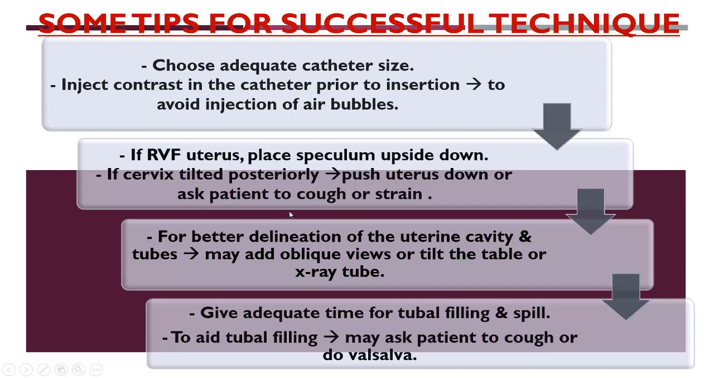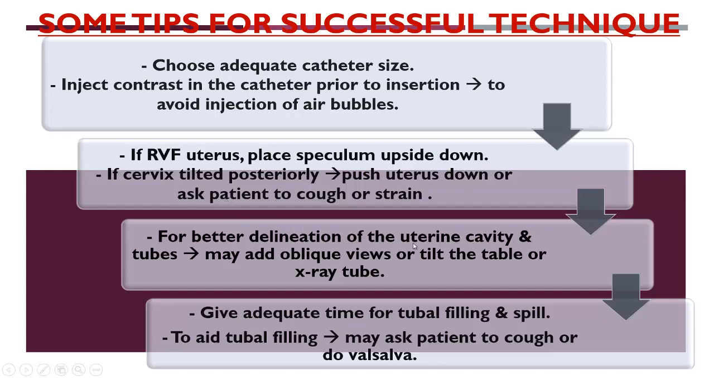And sometimes we have problems with patients that have secondary infertility with previous cesarean section. Sometimes the uterus, due to the fibrosis, is high up. So we have to start to push the uterus by manual examination and ask the patient to cough or strain in order to reach the cervix, if the cervix is either tilted posteriorly or elevated upwards by the adhesion from previous cesarean section.